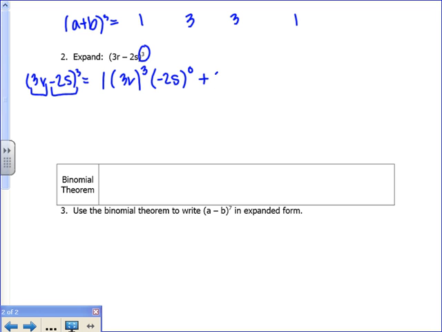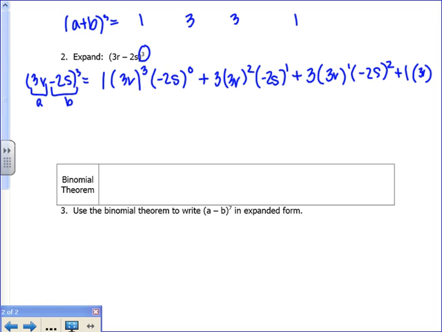Plus, so always plus signs in between here, 3, which is my next coefficient, my 3r, my next variable. So remember, think of this as your a and this is your b when you're expanding this out. 3r to the second, because I'm counting down on those exponents, negative 2s to the first, because I'm counting up on those exponents. Next coefficient's a 3 again, 3r to the first, and then negative 2s to the second, and last one is a 1, 3r to the 0, and negative 2s to the third.